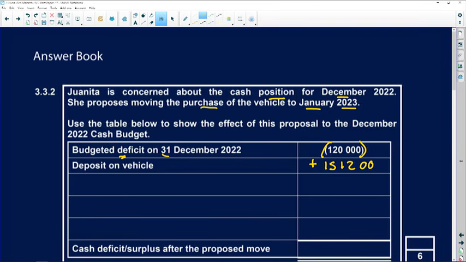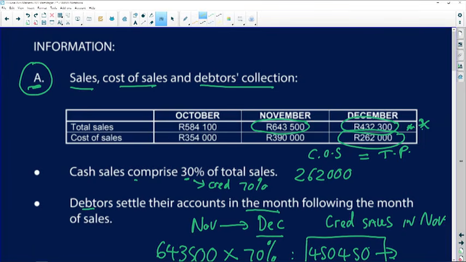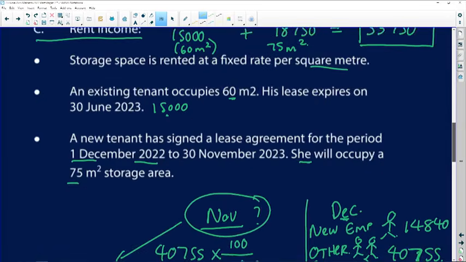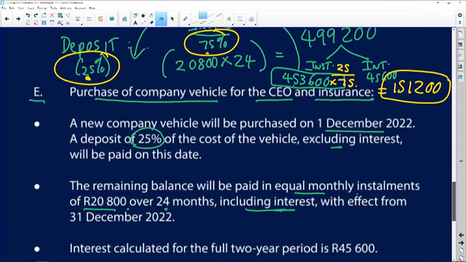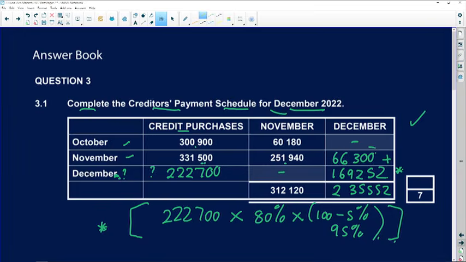What else is she going to save on? Obviously, she's going to save on the monthly installment and the interest. We came across this a few seconds ago with that long calculation. If we go back to the information, the monthly installment that she's going to save on is the 20,800. Remember, this includes the interest, so you don't have to show this separately. Let's fill that in.